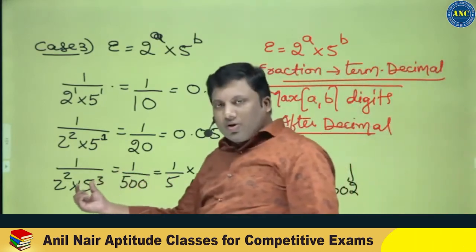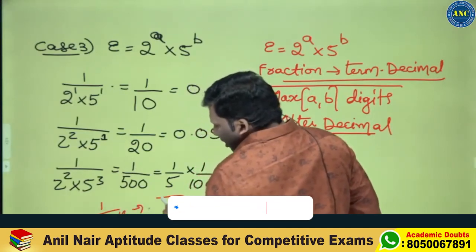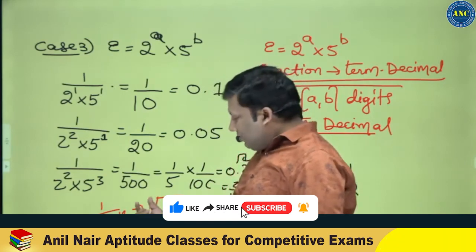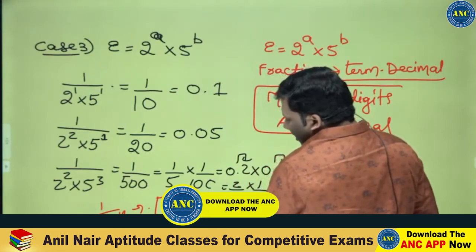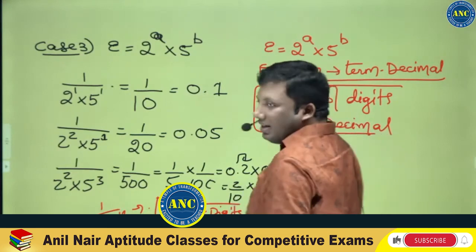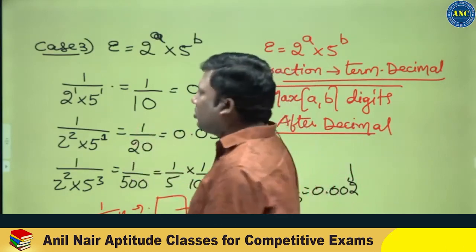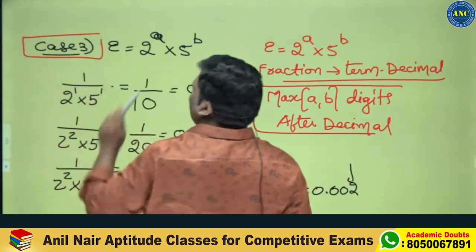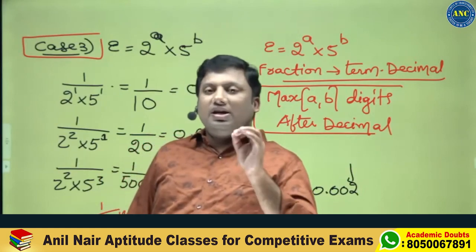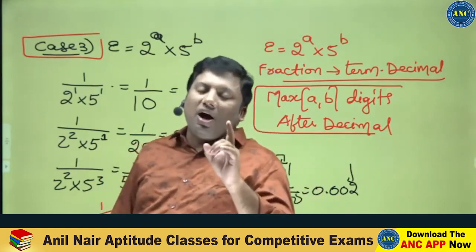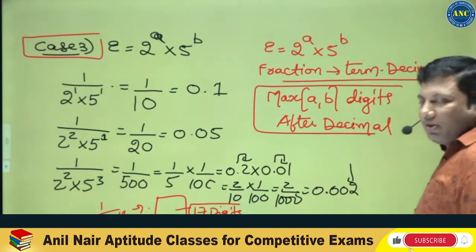That means he might ask you a question by giving you 1 by 2 power 17 into 5 power 13. After the dot, how many digits will the terminating decimal have? 13, 17. What is the maximum? 17. So after the dot, 17 digits will be there. Extremely important point. Most textbooks you will not get this point. Absolute clarity you will get. A fraction will result in a terminating decimal only when the denominator is a power of 2 or a power of 5 or a combination of powers of 2 and 5. I hope the idea is clear.